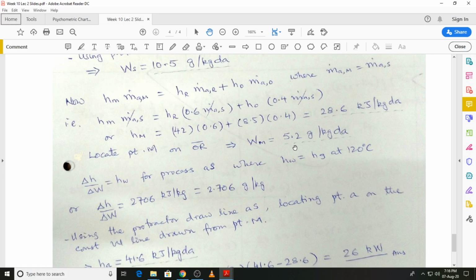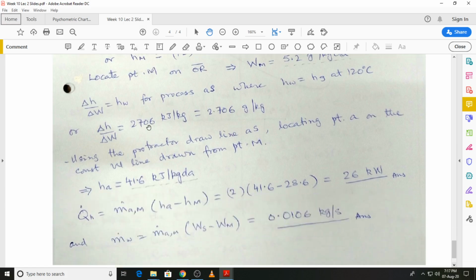And as I said, the only remaining state is now state A. From A to S, that is a humidification process, and again we can use the results that we had looked at earlier when we were studying various psychrometric processes. For the humidification process, delta H by delta W is equal to hw, and hw will be equal to hg at 120 degrees C. This value we get from the table, table A1, and you can see that the value has been obtained as 2706 kilojoules per kilogram.